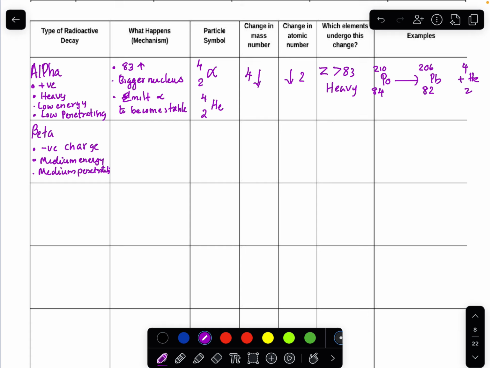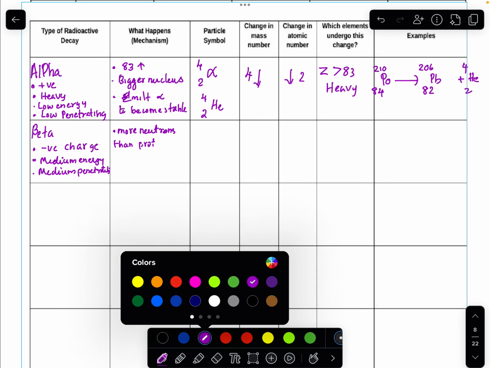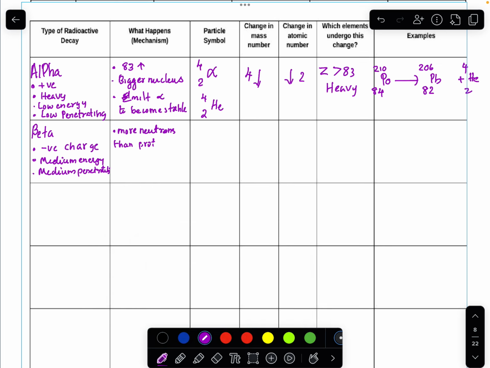So this is shown by elements with more neutrons than protons. Usually the n to p ratio, we will discuss that later, is higher.